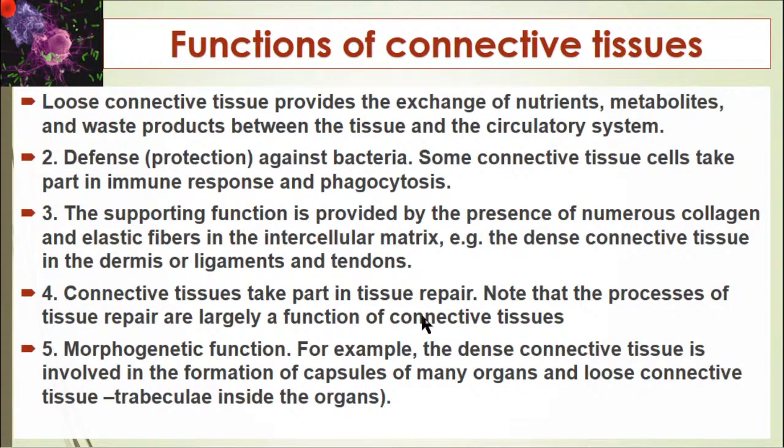Morphogenetic functions. Morphogenesis, as you know, is the formation of an organ's shape and structure of organic composition over time. For example, dense connective tissue is involved in the formation of the capsule of many organs, and loose connective tissue forms trabeculae inside the organs, because the stroma of organs also contains either loose connective tissue or reticular connective tissue in different modifications.